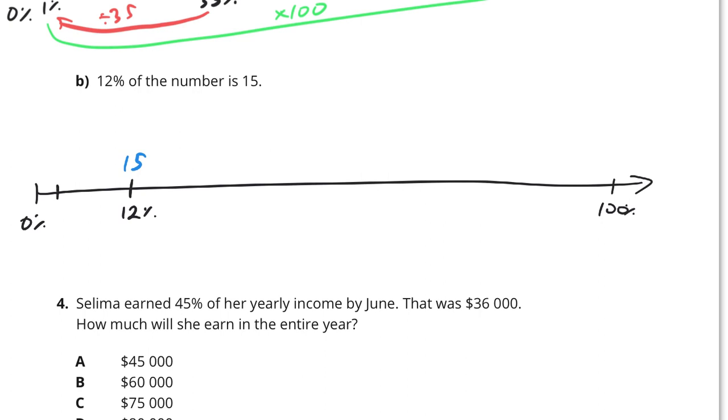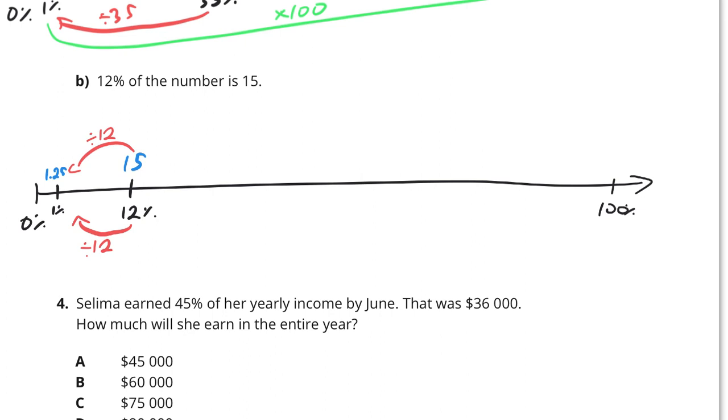Well, again, my goal is to get to 1%. And to get to 1%, I'm just going to divide this by 12. That'll get me right to 1%. And I'll do the same thing right there. So 15 divided by 12 is 1.25.